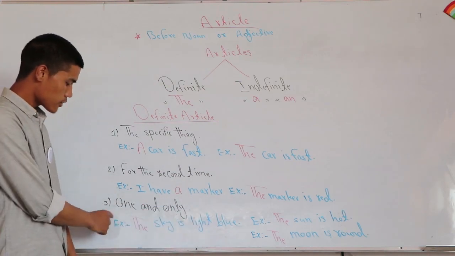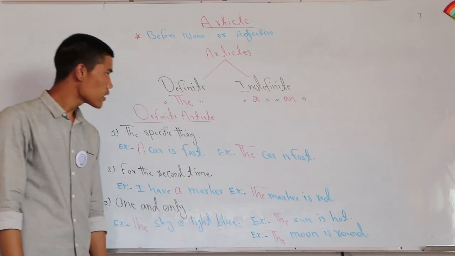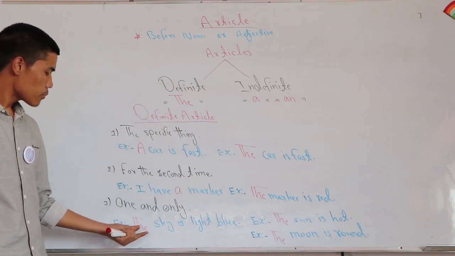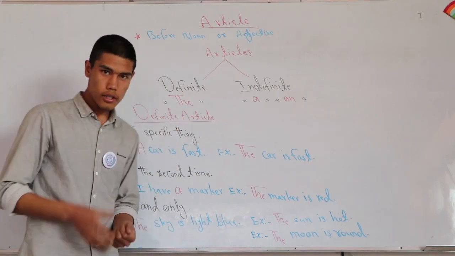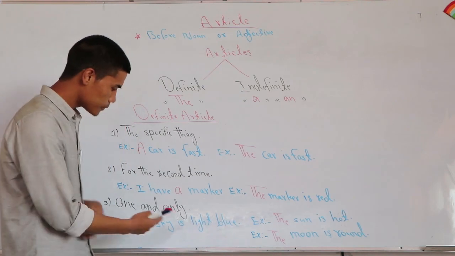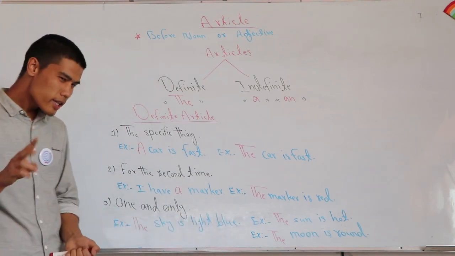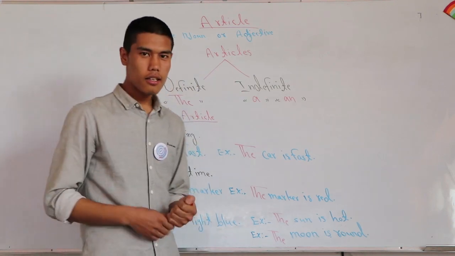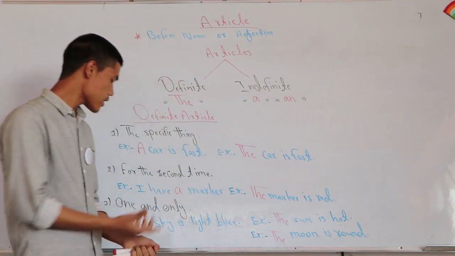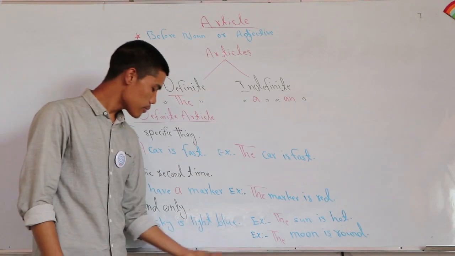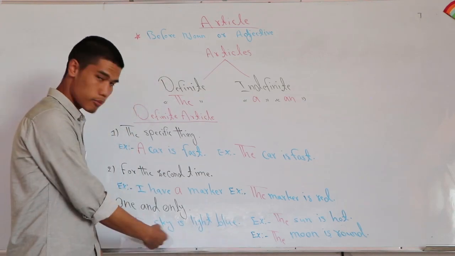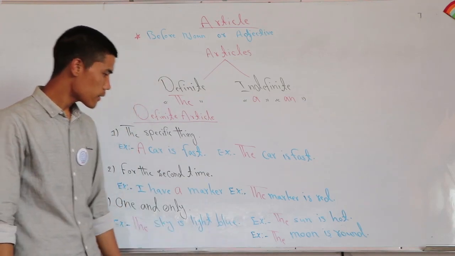And the third usage: one and only. We use the word "the" before a noun which is one and only. For example, "The sky is light blue." Do we have two skies? No, we have only one sky. The sky is light blue. Therefore, we use "the" before the word sky.